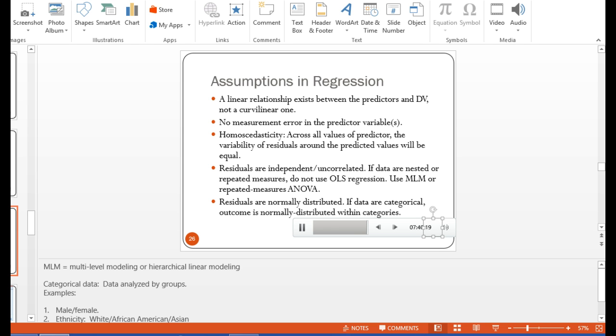So these are the assumptions of regression. Please know these 5 assumptions, and I will show you how to test for and deal with each one in turn in the upcoming sections.